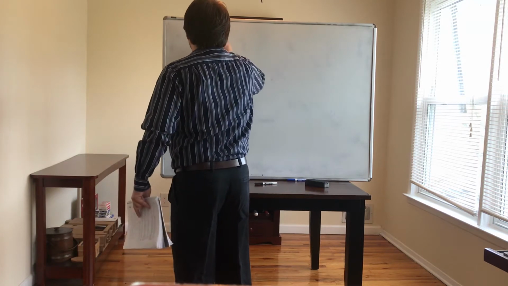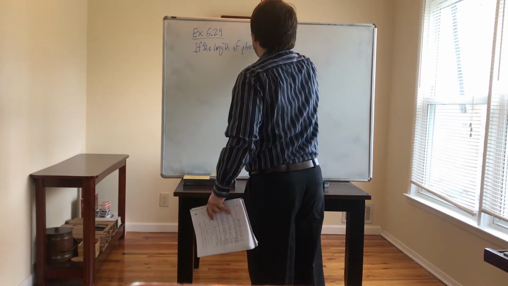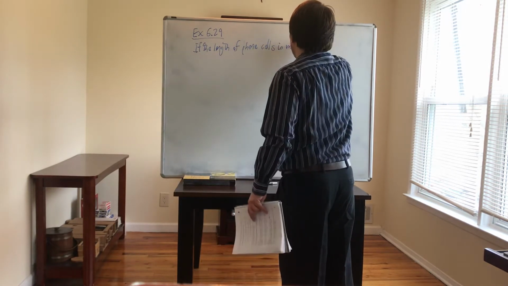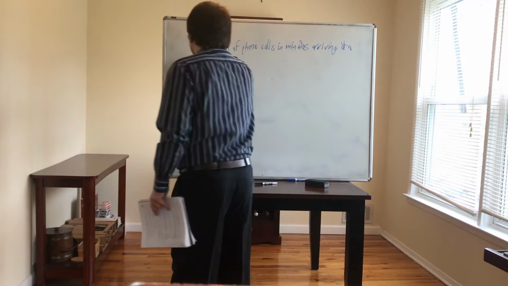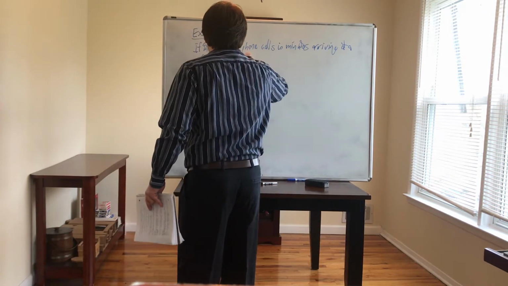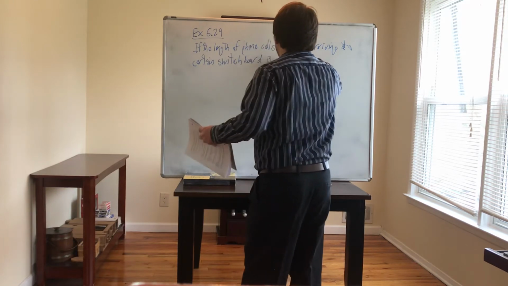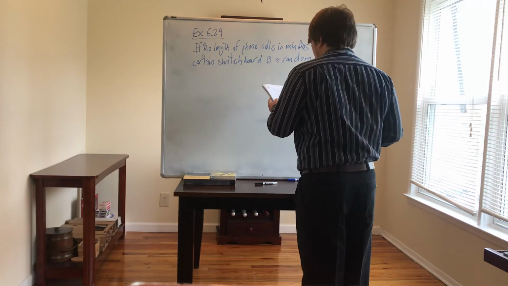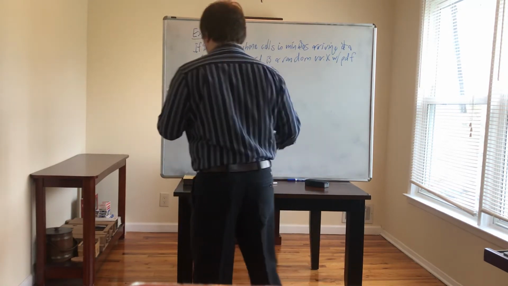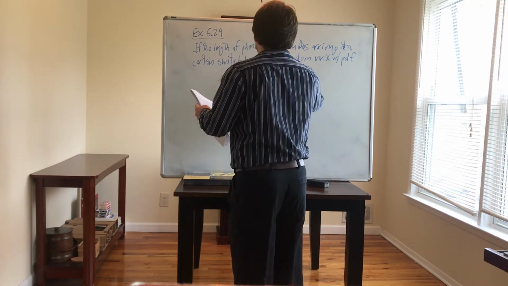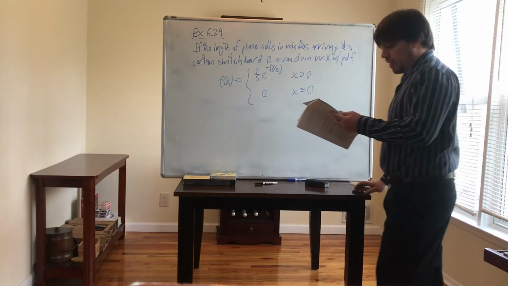If the length of phone calls in minutes arriving at a certain switchboard is a random variable X with probability density function, PDF, f of x is equal to 1/5 e to the negative x over 5 for positive x, x greater than 0, and 0 for all other values of x, x less than or equal to 0. What is the expected length per call?